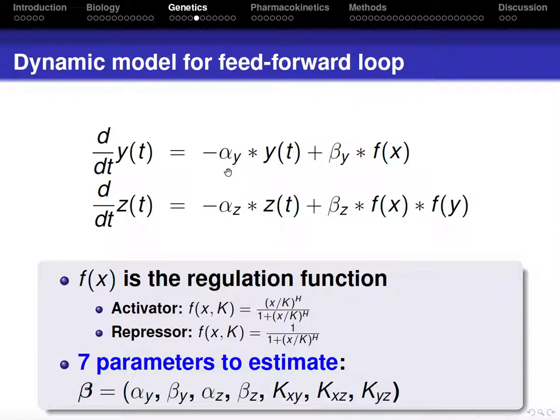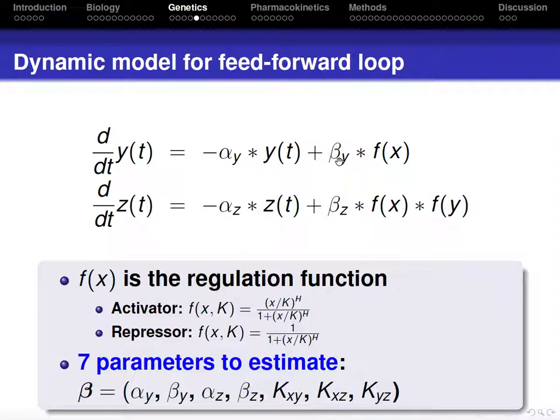This alpha Y represents the self-regulation rate, the self-repression rate. And this function of X represents the regulation function of gene X on gene Y. This regulation function can be an activation, which is an increasing function of X, or a repression, which is a decreasing function of X. We call them an activator and a repressor. And this beta represents the regulation rate.